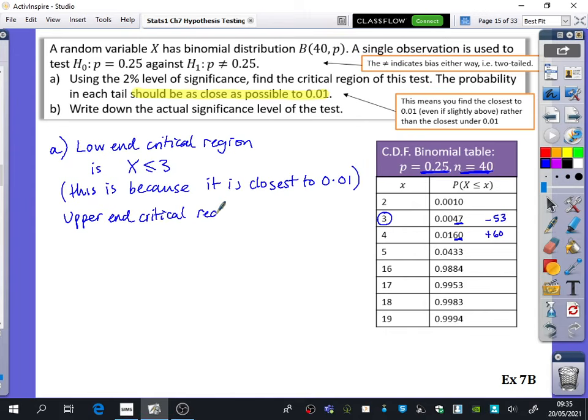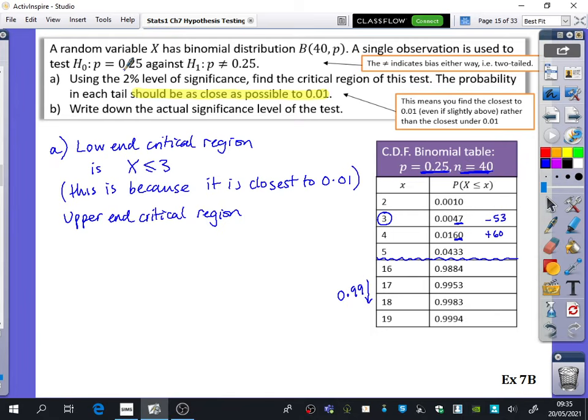And the upper end critical region, obviously I've missed out some section of the table inside here just so I could squeeze it in, okay? So down here, we want to find the one that is closest to what value? 0.99. We want to find the one that's closest to 0.99. Because obviously, the whole question was a 2% significance, two-tailed. We halved it, so it was a 1 and a 1.